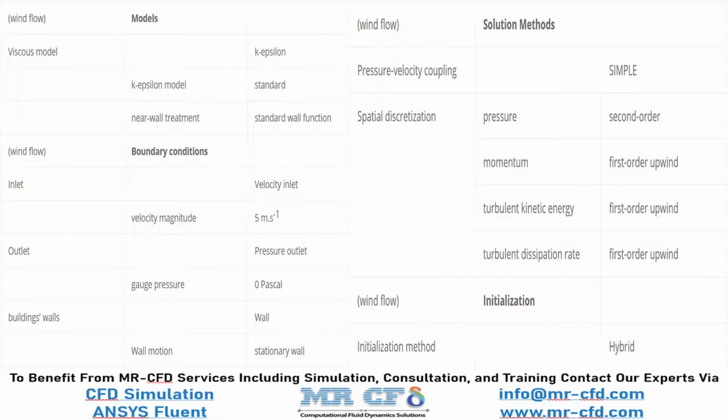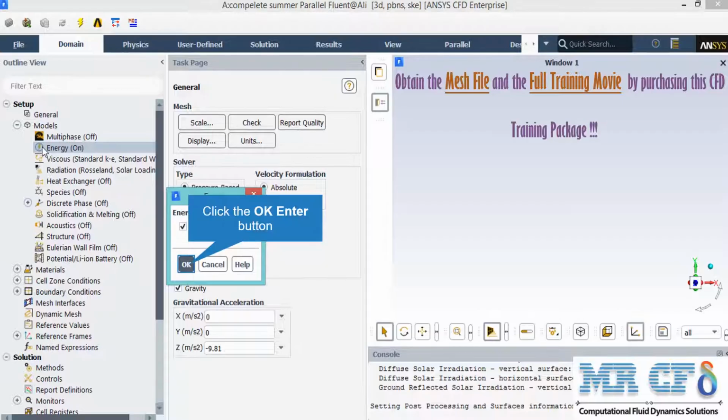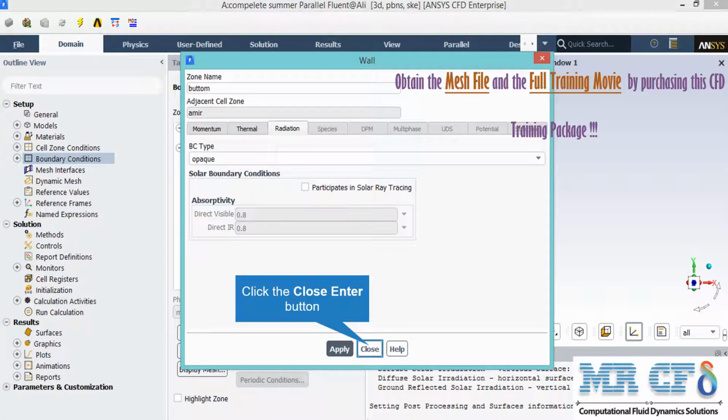A summary of the steps for defining the problem and defining its solution is given in the following tables as a review. Problem number 5 simulates the heat transfer inside the interior of a mosque considering radiation. In the appeared window, we enable the energy equation since we want to know the temperature distribution in our computational domain. By clicking on the radiation tab, you will see that the BC type for this boundary is defined to be opaque, since no solar rays enter from this boundary.